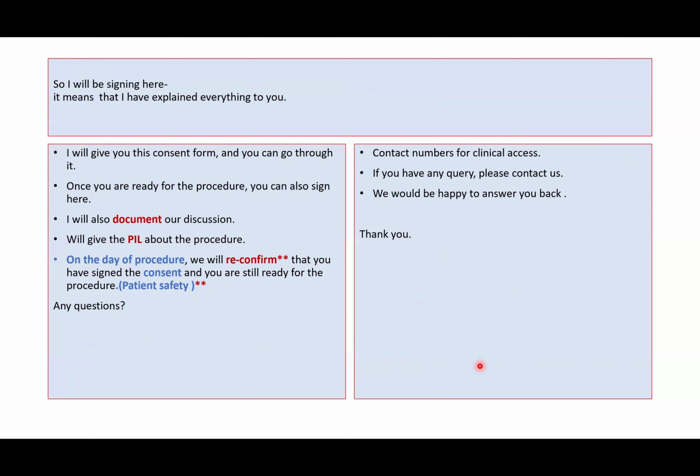Any questions? So I will be signing here. You will show, and it means that I've explained everything to you. I will give you the consent form. You can go through it. Once you're ready for the procedure, you can also sign here, and I will also document our discussion. We will give you the patient information leaflet about the procedure. On the day of the procedure, again, we have to reconfirm that you have signed the consent and you are still ready for the procedure. As well, we can add the points which Shweta has said, that the anesthetist and the clinician who is responsible for you are also going to sign the form.